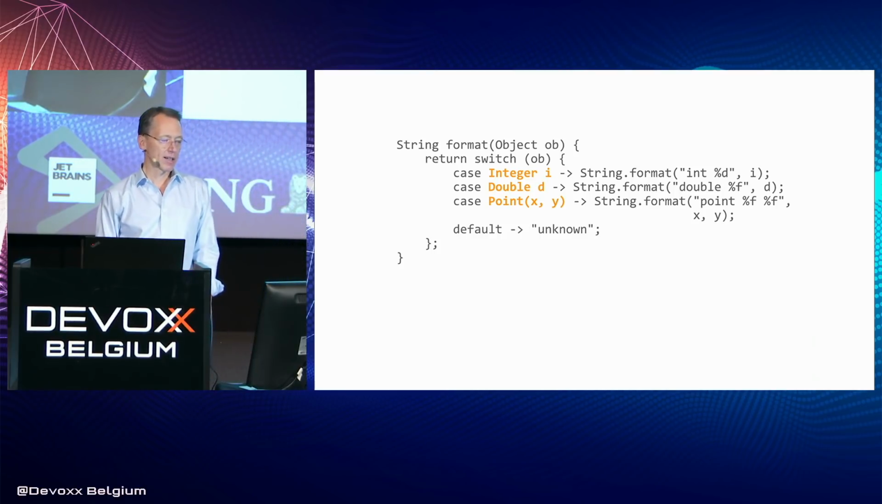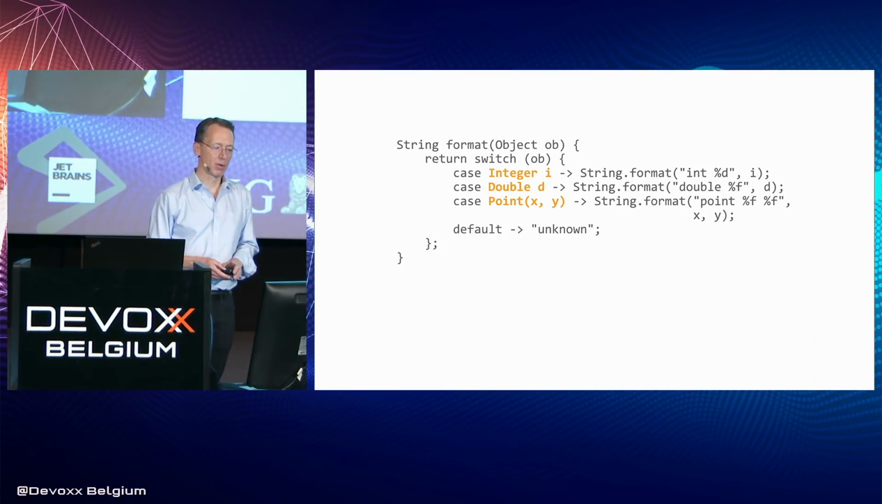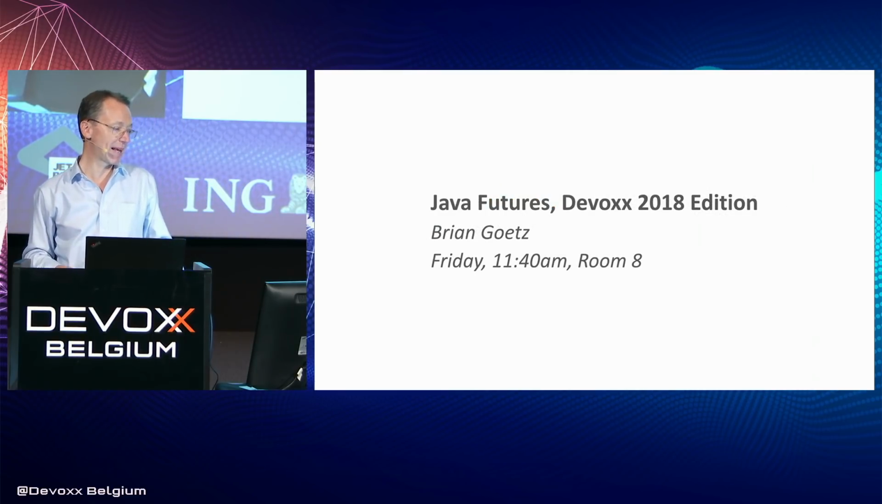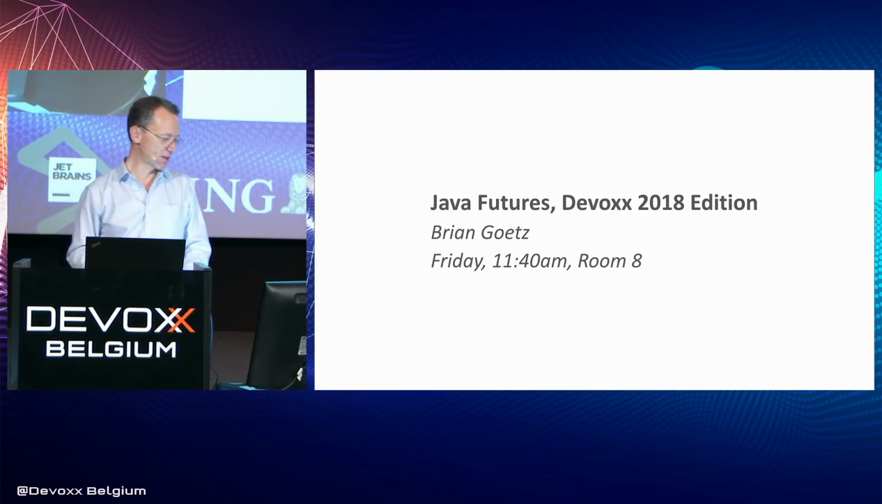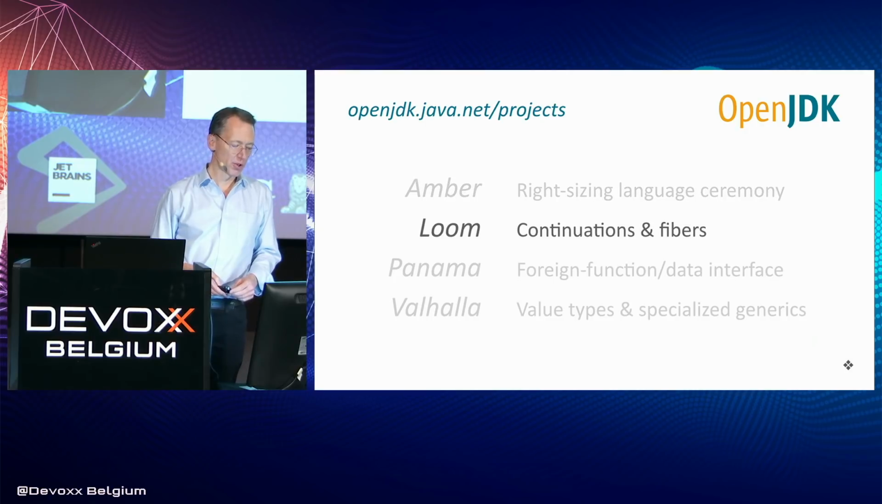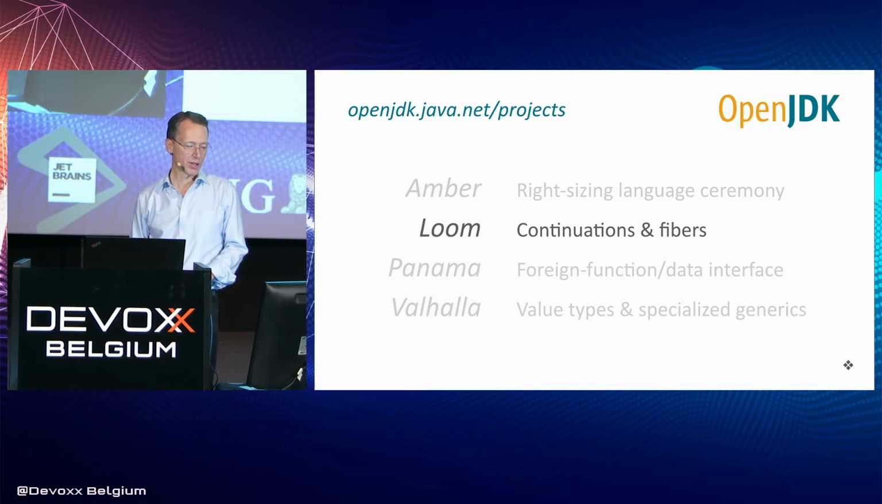Okay, so that's a selection of features being worked on in Project Amber. If you want to know more, you can go to Brian Goetz's talk on Friday, 11:40 a.m. in room 8, where he'll go into a bunch of this in more detail. So let's move on to Loom, continuations and fibers for the Java virtual machine.